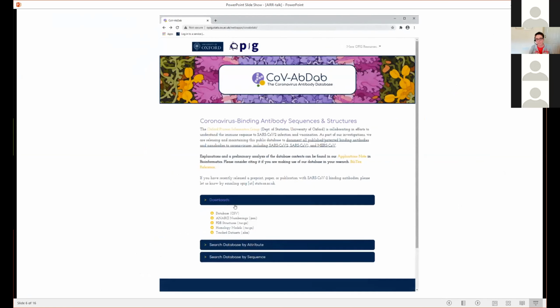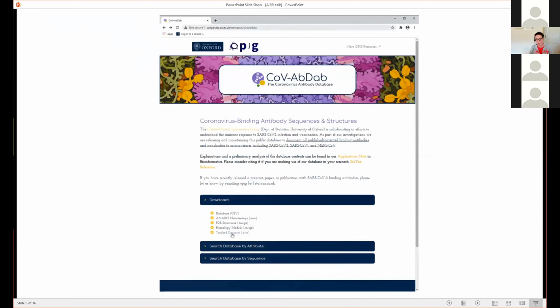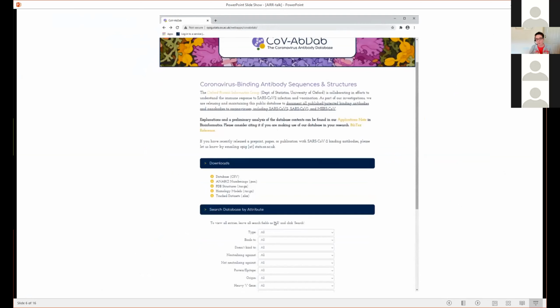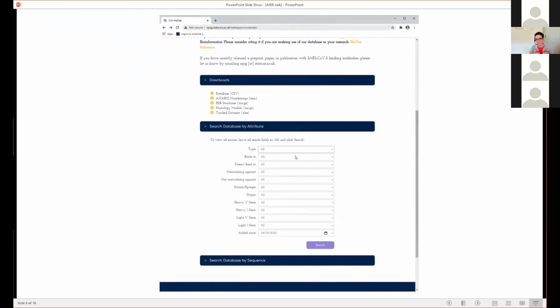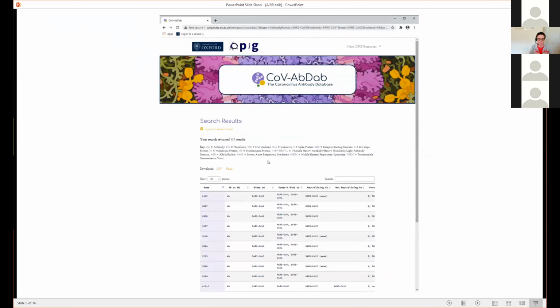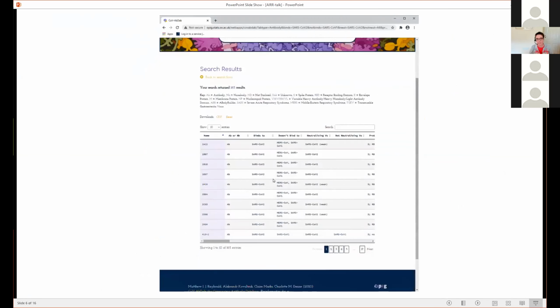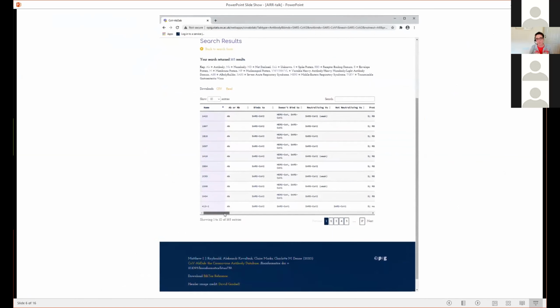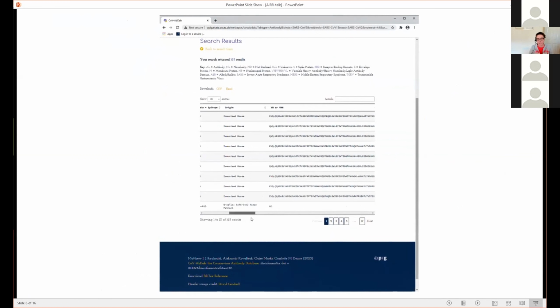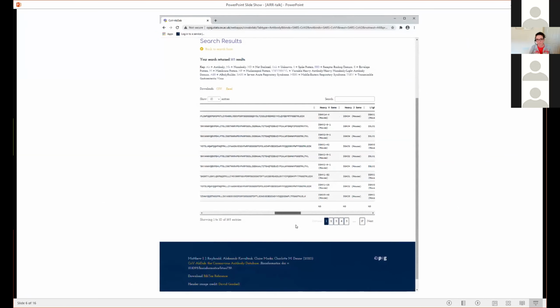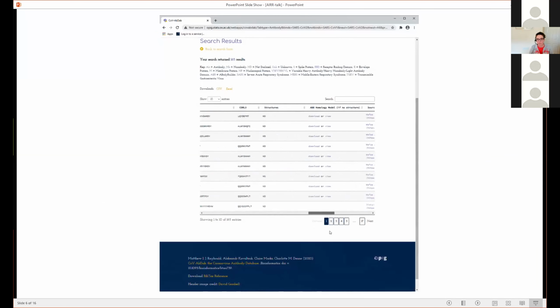First thing to stress is everything is downloadable, the whole lot or particular data sets or models you're interested in. Mostly what I think people will be doing is searching by attributes they might be interested in. So here I'm going to search for antibodies that bind to SARS-CoV-2 but not CoV-1 and are neutralizing against CoV-2. I perform that search, I get 165 results back, so you can see them across here, and we've got the attributes of these things and also their sequences. You can see the VH and the VL, and we go right across to where we have their structures.